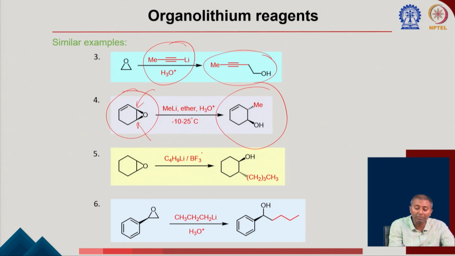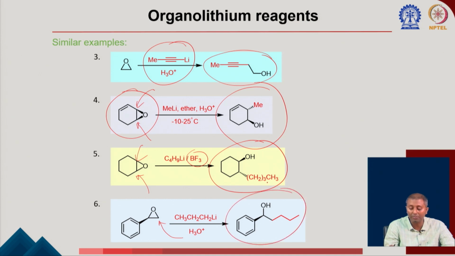In these cases you are using BF3 as a Lewis acid, which can activate the oxygen. Now the nucleophile can attack from either side to get to the corresponding alcohol. In this case also, generally if you see substitution on one side, then the nucleophile prefers to attack from the less hindered side, so that's how it is going to end up with this product.